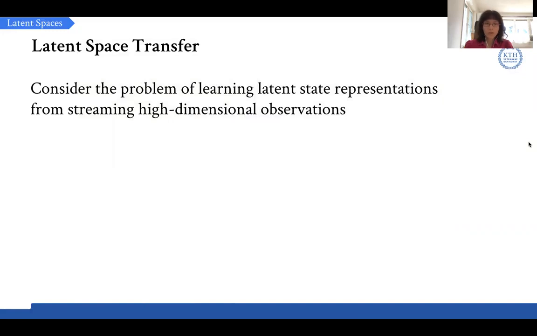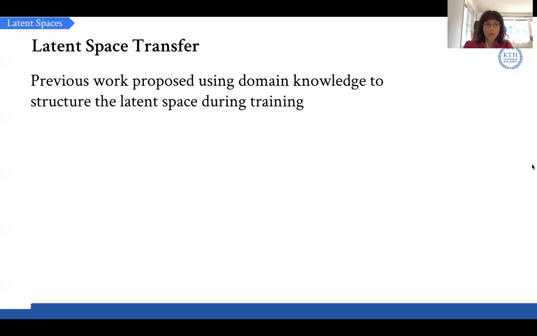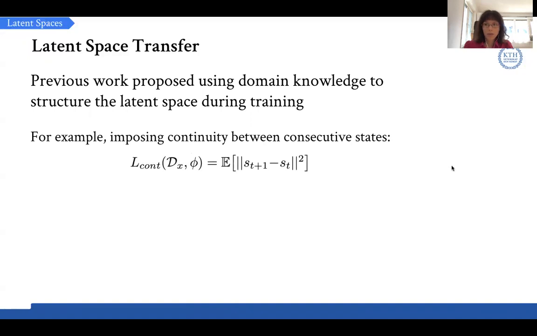And now we will consider what are the interesting things that we can do with the structure of the latent spaces. We'll consider the problem of learning latent state representations from high-dimensional streaming observations like RGB images. We know that unsupervised learning approaches like VAEs can have promising results, but they lack data efficiency to learn from hardware, especially in non-stationary settings like when we're at the same time learning an RL policy. Previous work proposed using domain knowledge to structure the latent space. The simplest example of this is imposing continuity between consecutive latent states.